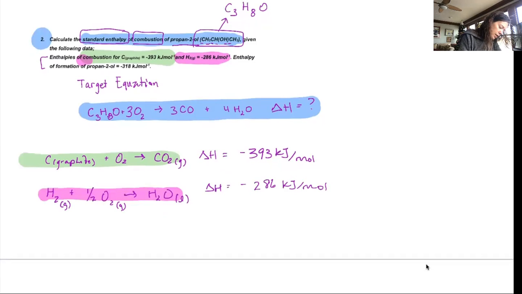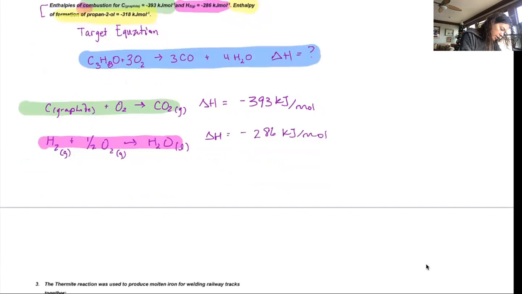And let's get our formation of propane-2-ol equation. All right, so we'll write that here, the formation of propane-2-ol equation.